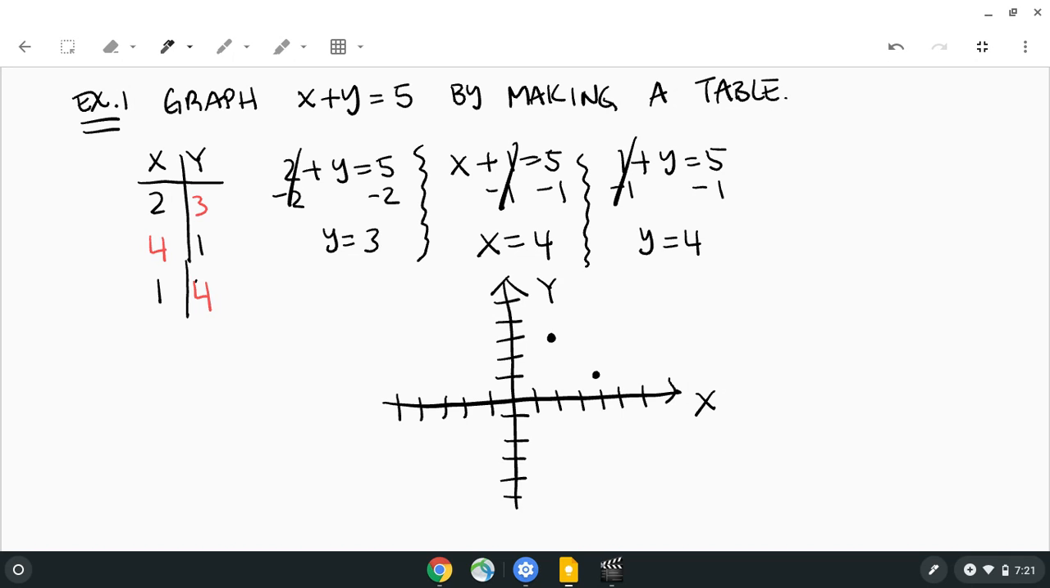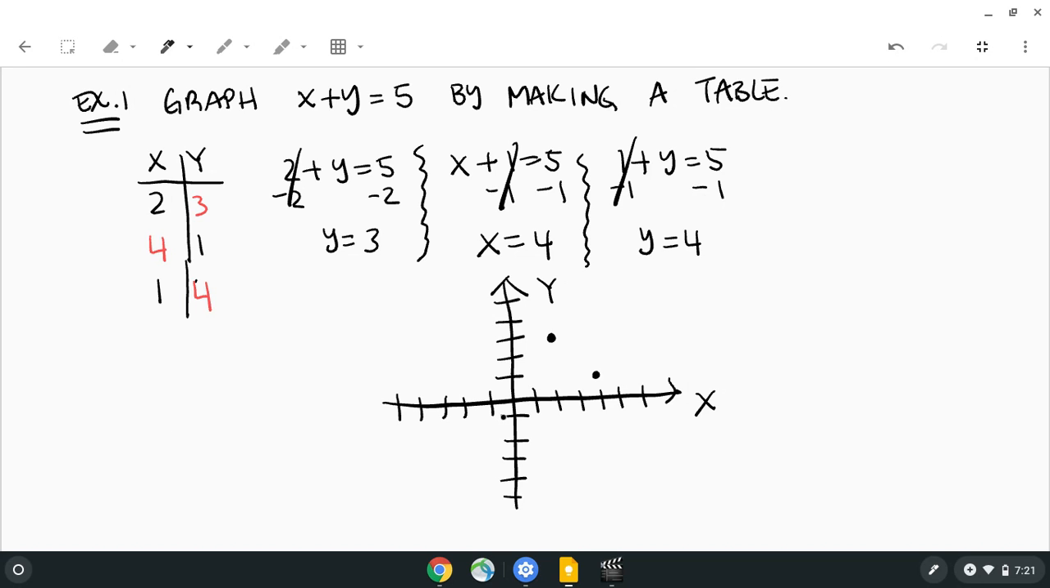And the reason why I like doing 3 points is because if you get a triangle, then you know something is wrong. But if you get all 3 points lined up in a nice straight line, then you know you got it right.